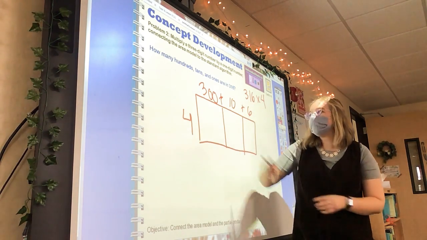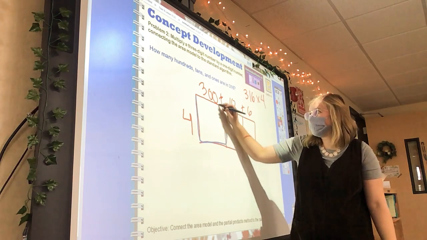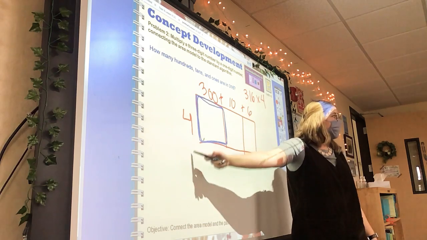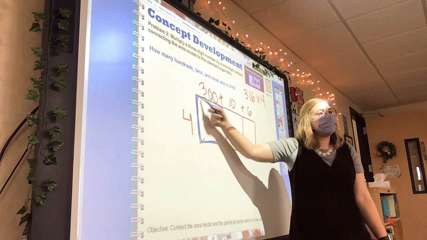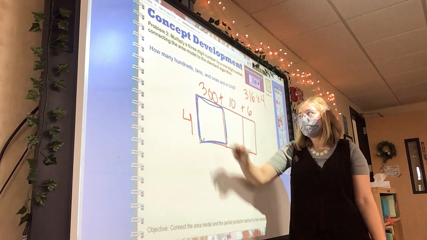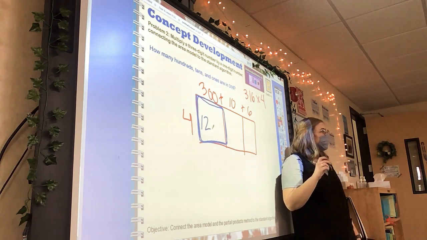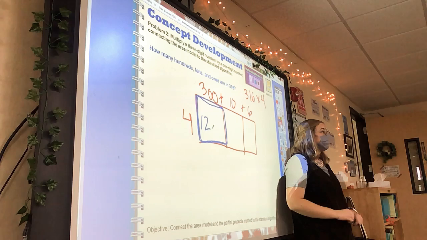So in order to find the area of this box right here, I need to do 300 times 4. What is 3 times 4? Go. 12. And then how many zeros are in 300? 2. So 1,200.